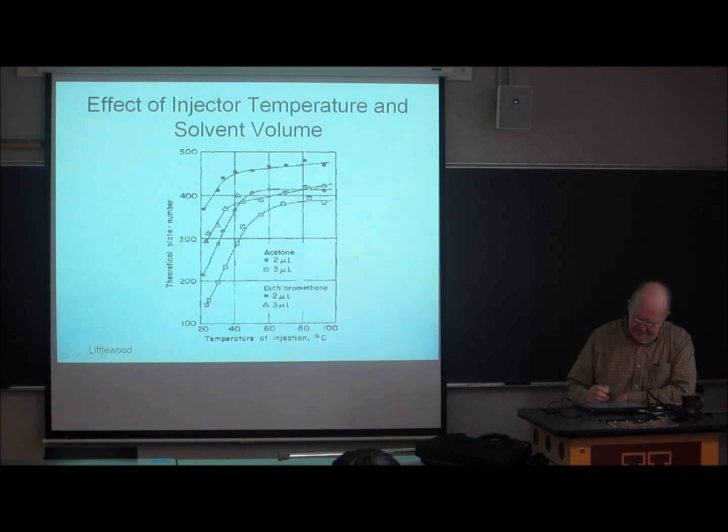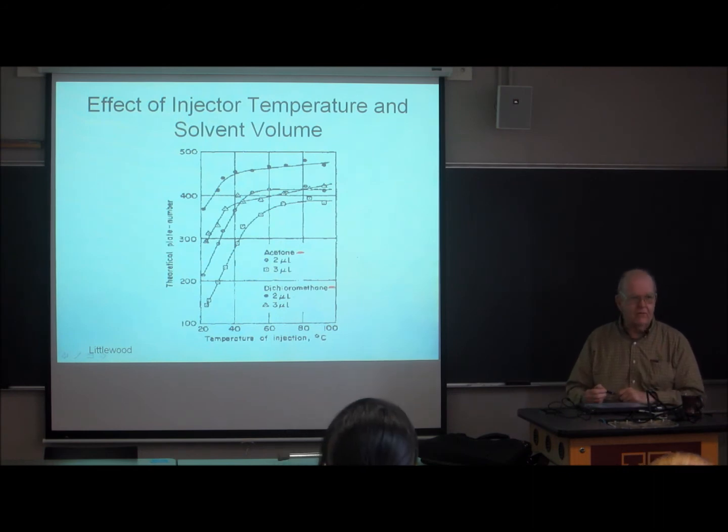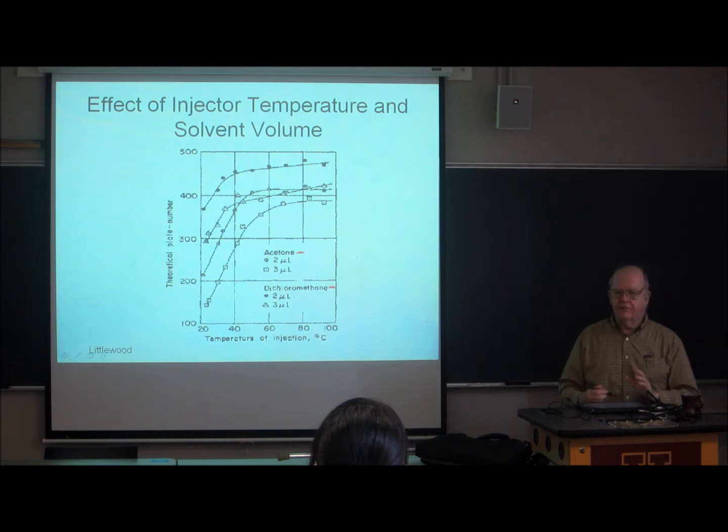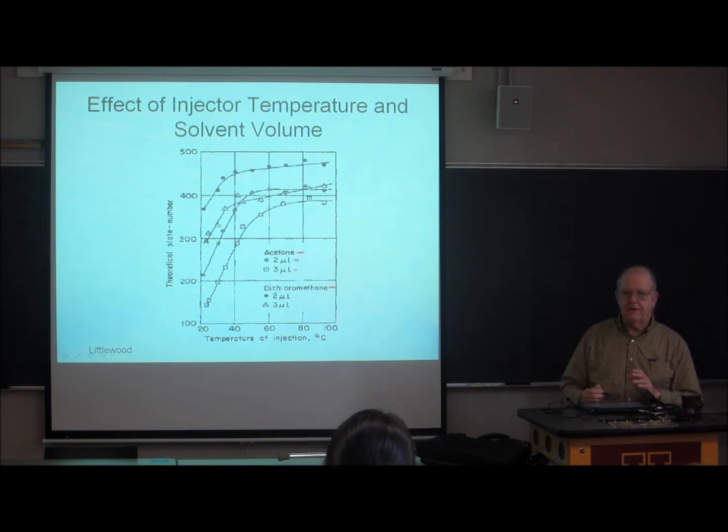This shows you the effect of two things, well, three things. What the nature of the sample solvent is, I forget what the solute is in this case, but they made the solute up in acetone and they made it up in dichloromethane. Both of these are pretty low boiling organic solvents. And then they injected 2 microliters or 3 microliters of sample in each of those solvents. And they did this as a function of the temperature of the injector.